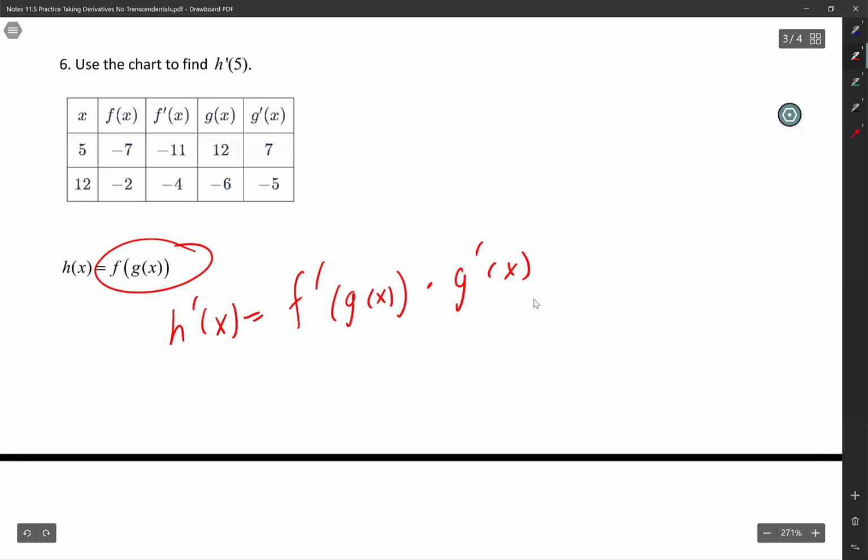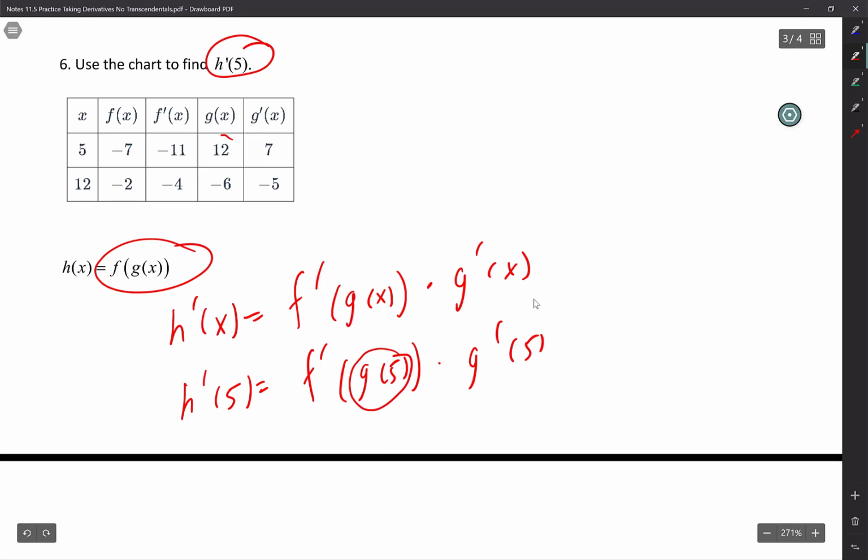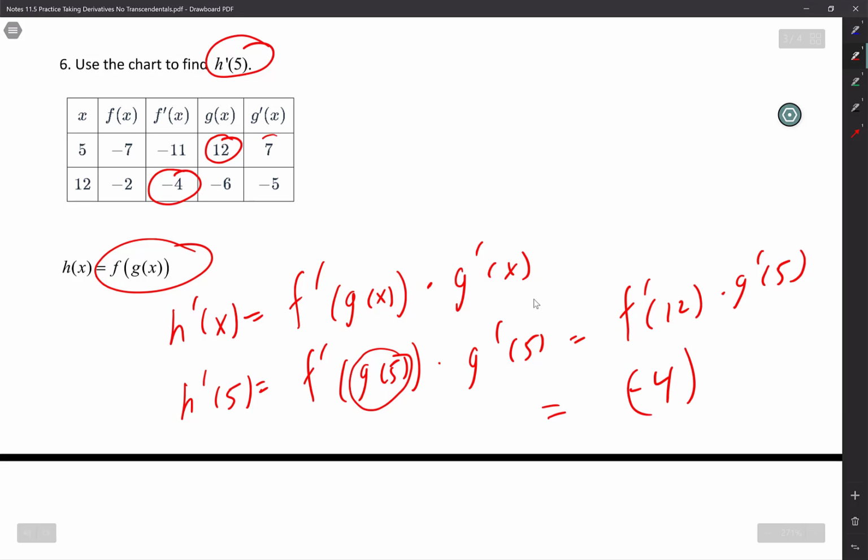There it is. So now I'm just going to plug in the number 5. H prime of 5 equals f prime of g of 5 times g prime of 5. So first, look for g of 5. G of 5 is 12. So now it's f prime of 12 times g prime of 5. F prime of 12 is negative 4. G prime of 5 is 7. 7 times 4, 7, 14, 28. So negative 28. And there you go, guys.